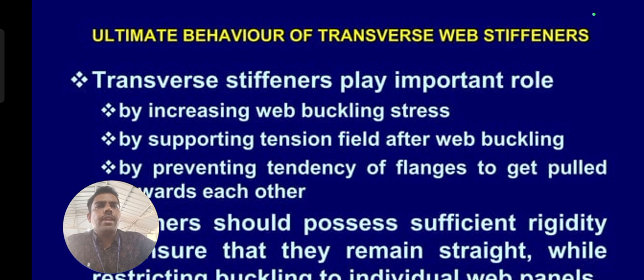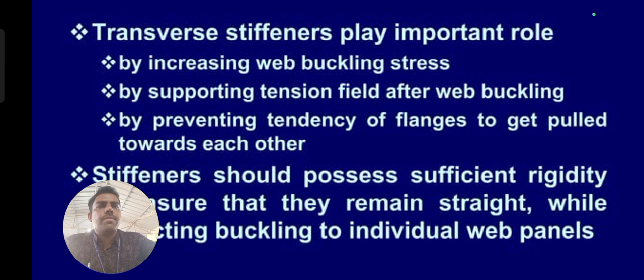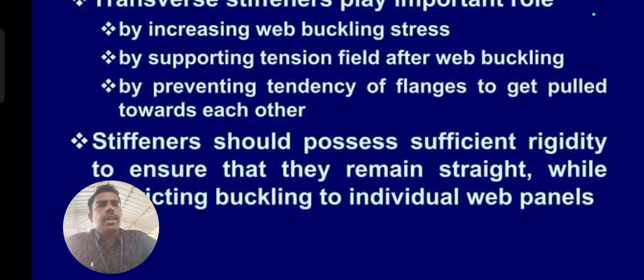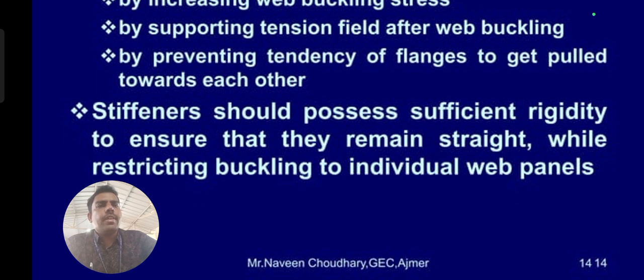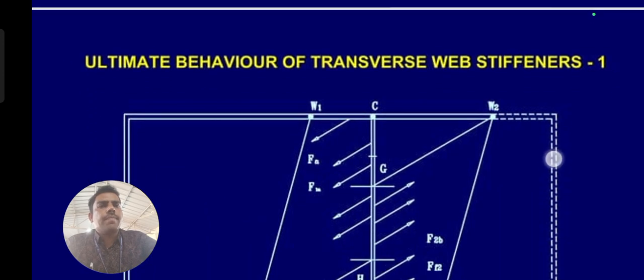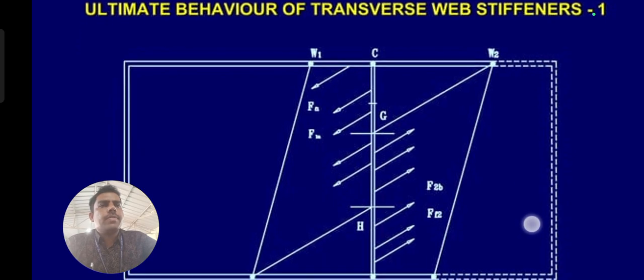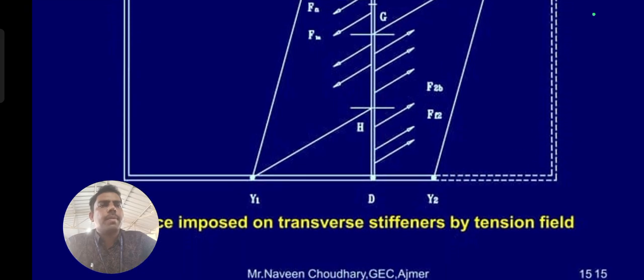See here, ultimate behavior of transverse web stiffeners. What is the importance of a stiffener? It increases the web buckling stresses, supports the tension field after web buckling, and prevents the tendency of the flanges to get pulled towards each other. And the importance of stiffeners is that they ensure the web remains straight and restrict buckling in the web panels. See here, ultimate behavior of the transverse web stiffeners, we are providing the web stiffeners, and how to predict the bending that occurs at that particular location.